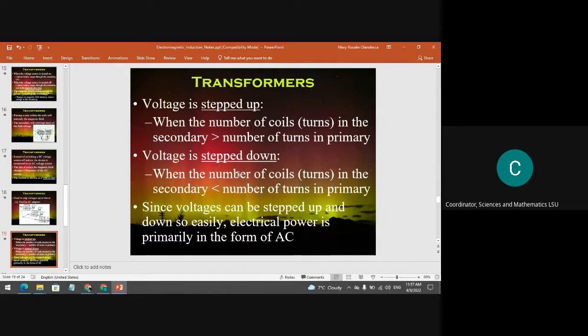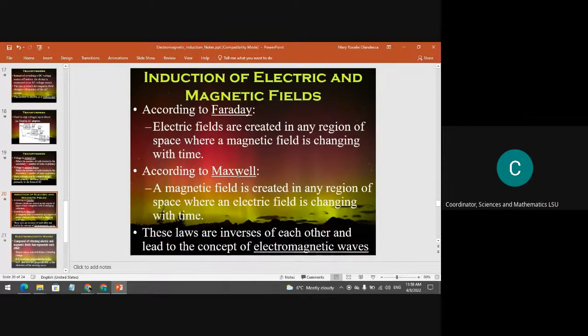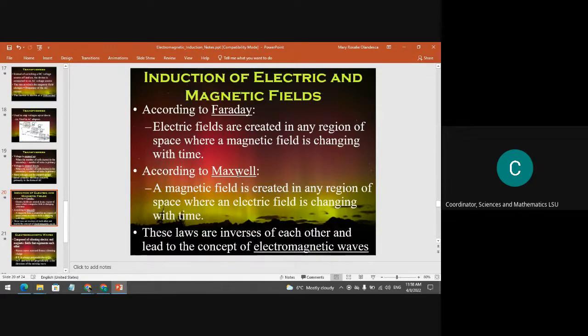So from our primary source of power there in Mindanao, which is the Maria Cristina Falls, the voltage is very high. Okay, so in our homes, we only use small voltages. So from Maria Cristina Falls, we make use of transformers, the step down transformers, in order to use the current in our homes. Okay, so we have our induction of electric field by Faraday, and an induction of magnetic field, and that is from Maxwell.